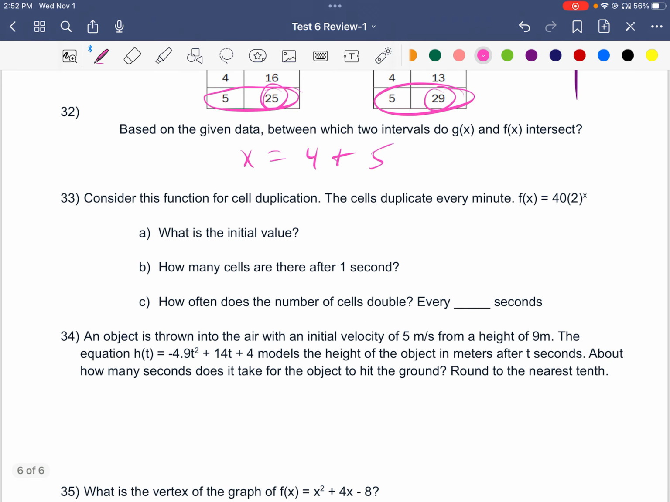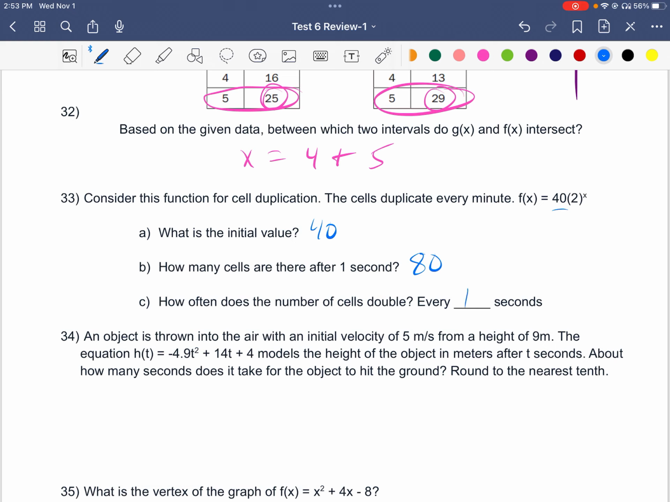33. Consider this function for cell duplication. The cells duplicate every minute. The initial value is 40. We started out with 40 cells. How many cells are there after 1 second? Replace the x with a 1. So you say, how often does the number of cells double? Every 1 second.